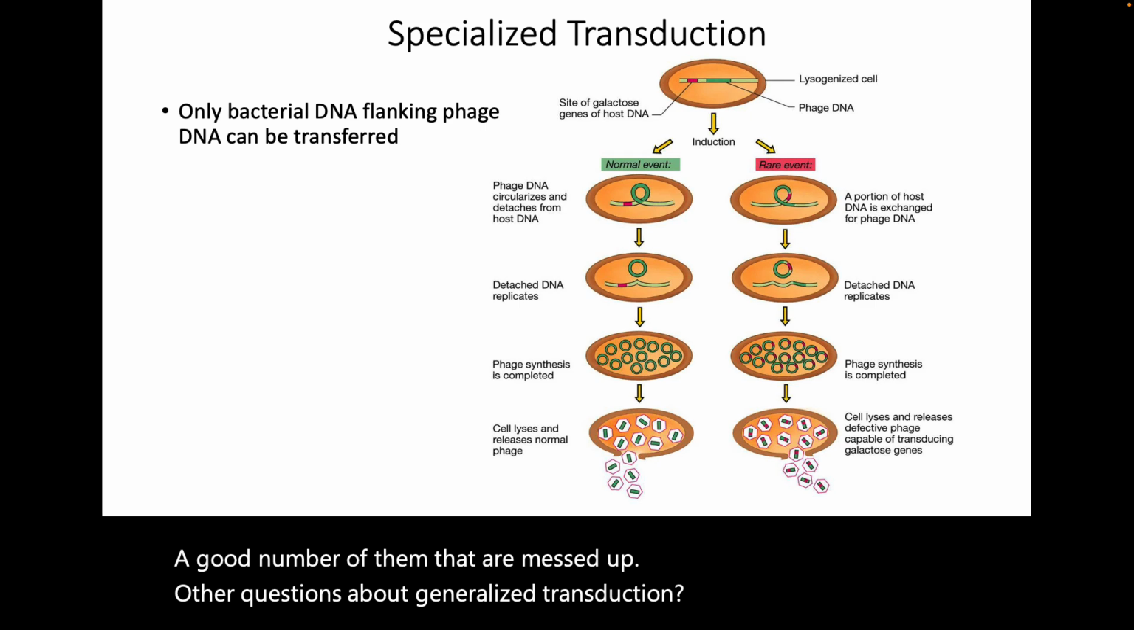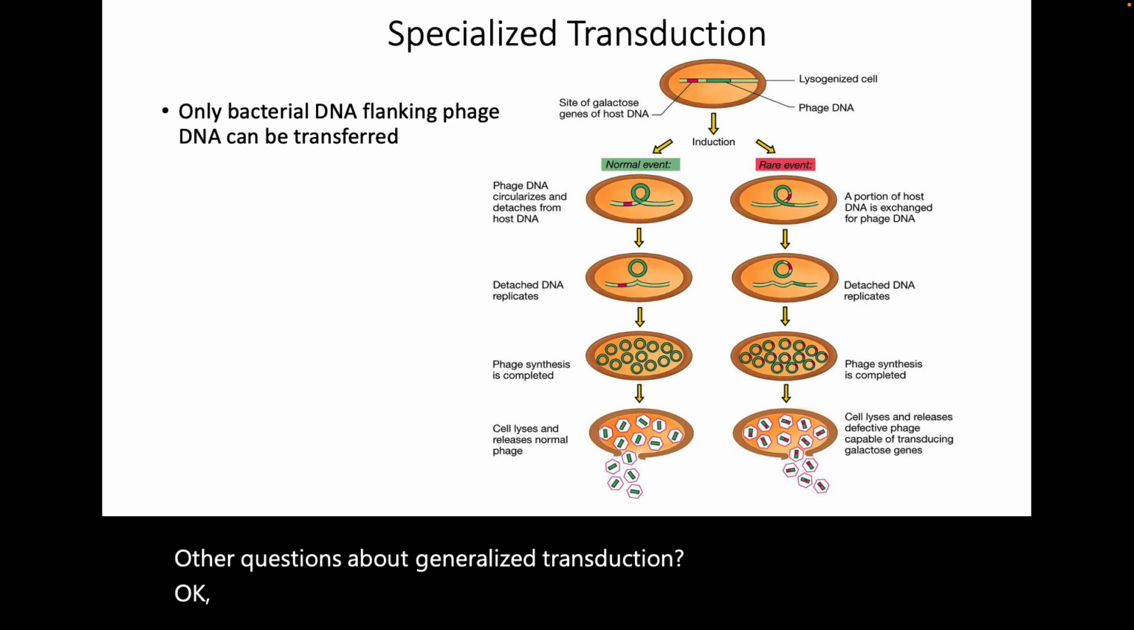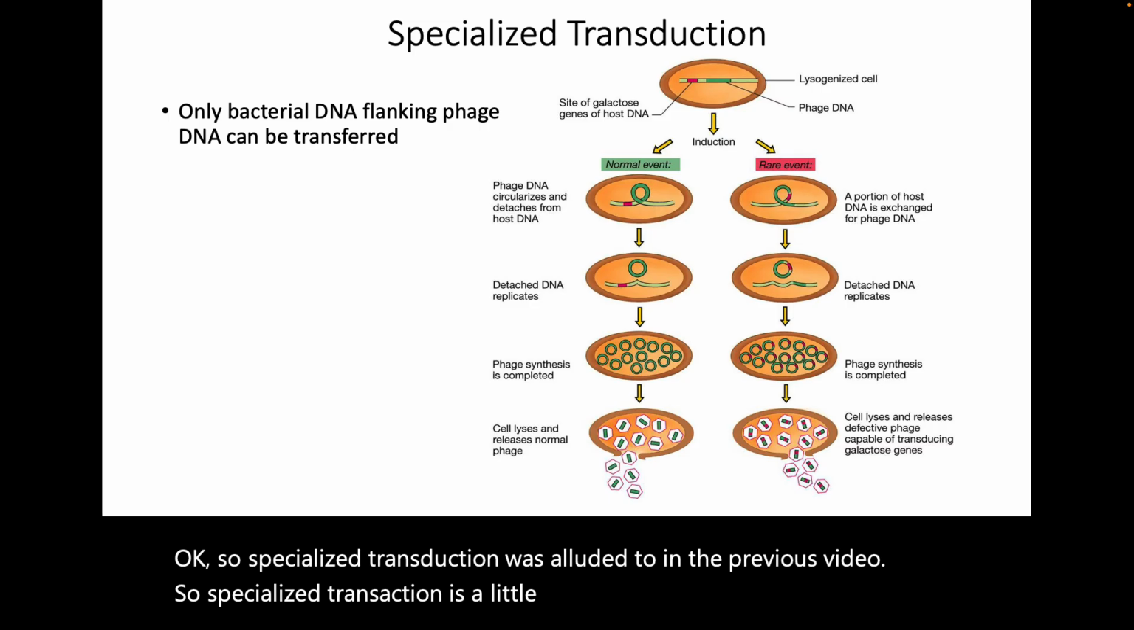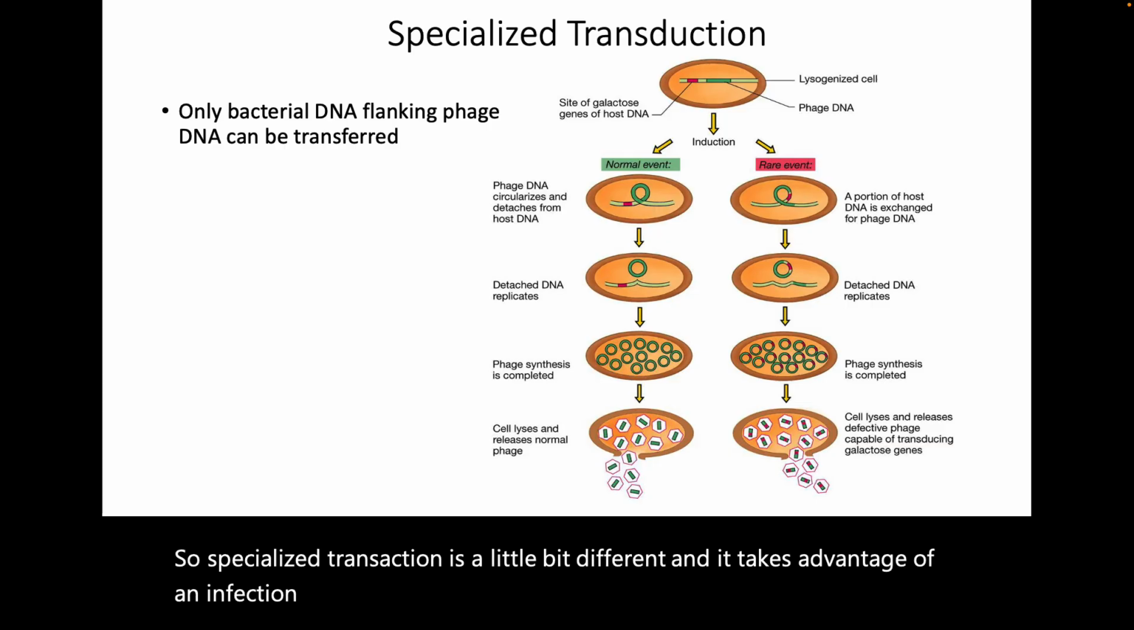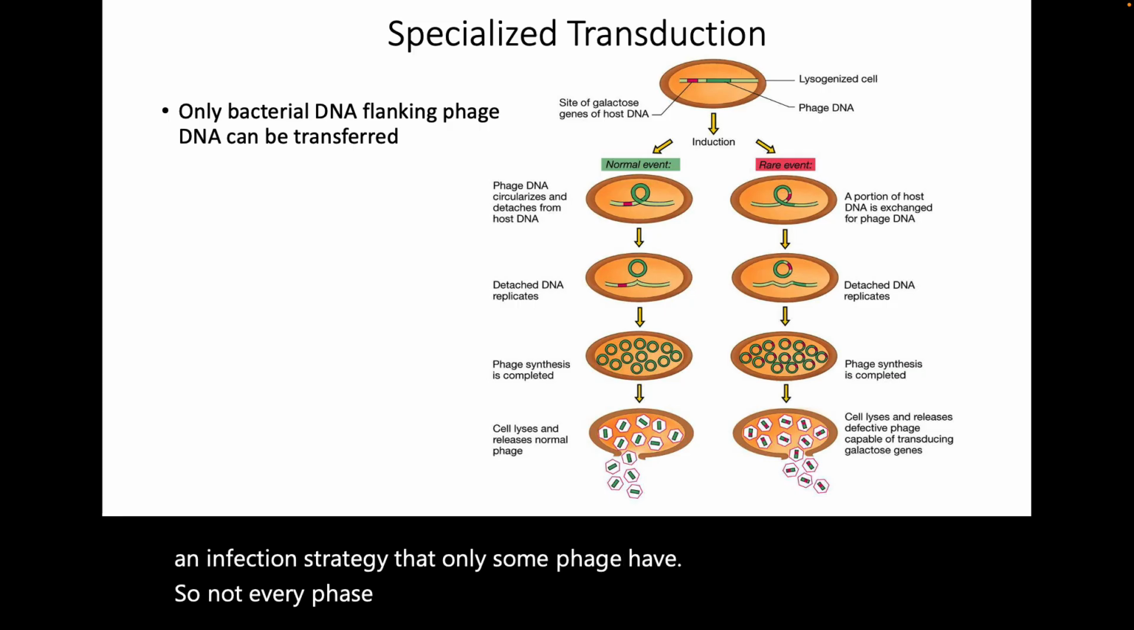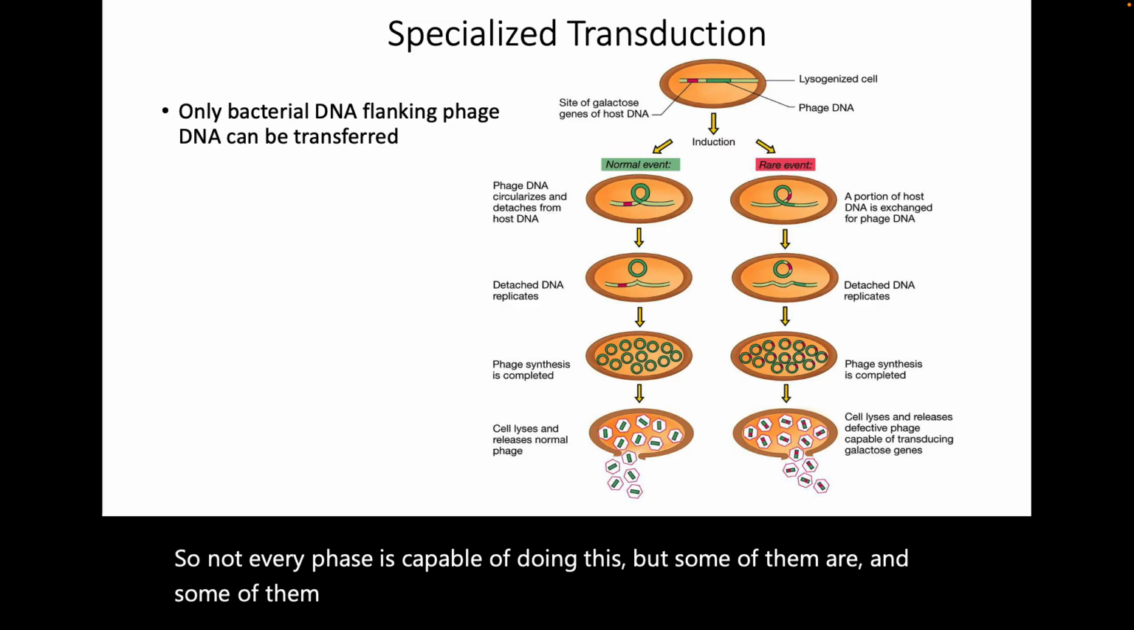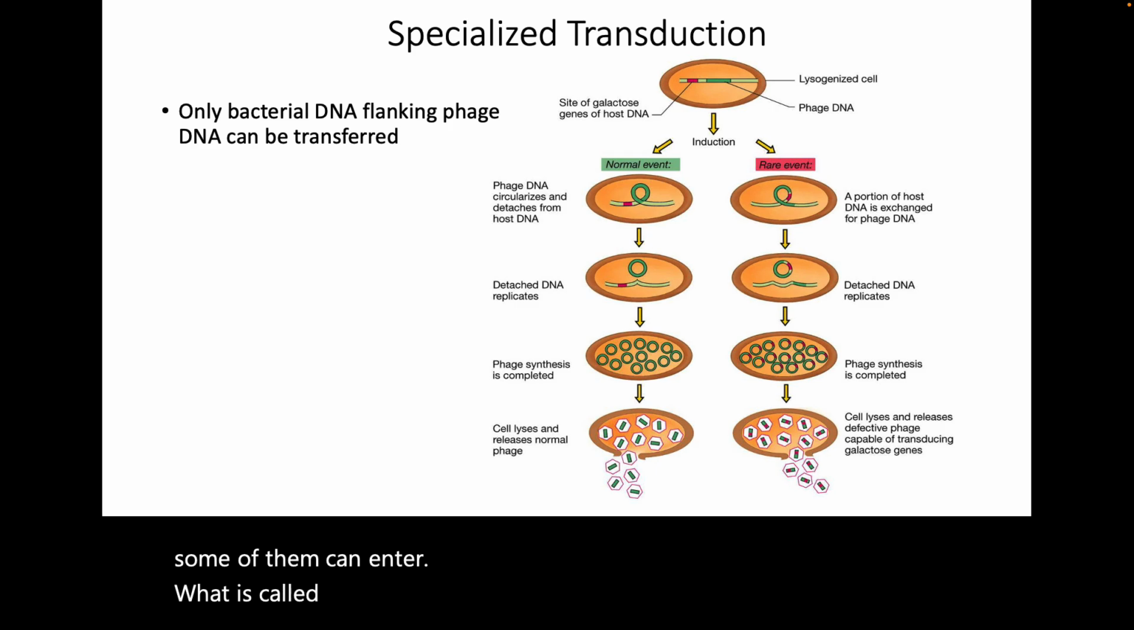Okay, so specialized transduction was alluded to in the previous video. Specialized transduction is a little bit different, and it takes advantage of an infection strategy that only some phage have. So not every phage is capable of doing this, but some of them are. And some of them can enter what is called a lysogenic cycle.